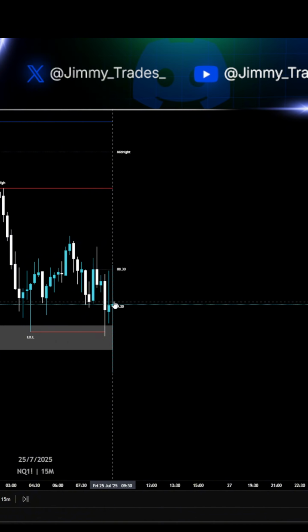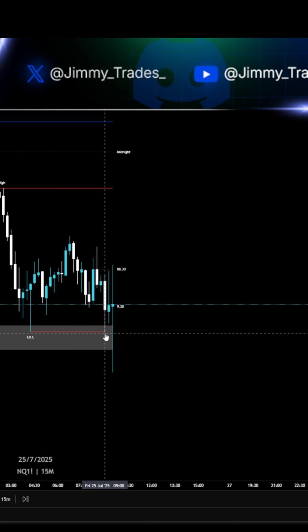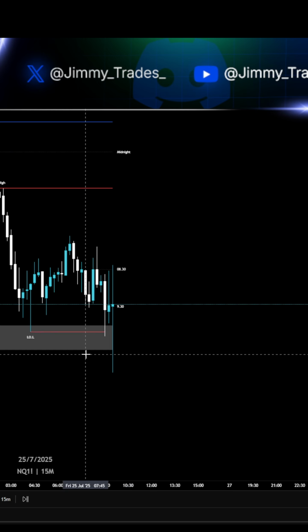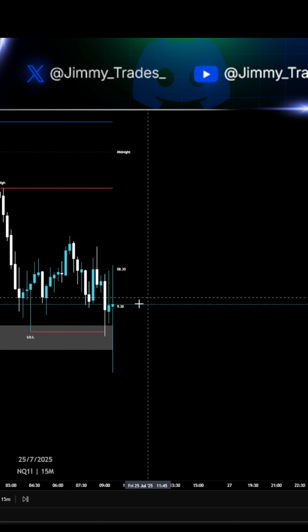Now, we can see as we came into the session, we had this 15-minute candle wick straight down into this gap. I did take a small loss on this move lower here because it did meet my rules. It was also into this gap, but there was another sweep. So we got straight back into the trade.